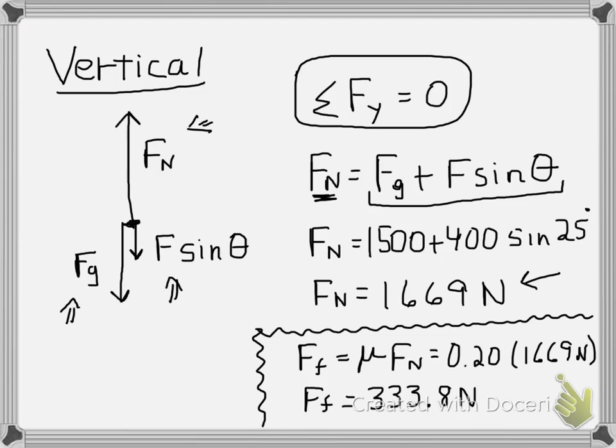1669 newtons. And as I did last time, I decided to find the force of friction, of kinetic friction, by taking the coefficient of kinetic friction, mu sub k, and multiplying by the normal force. So that was given at 0.20, and we found the normal force in this case to be greater than the gravitational force, which makes sense because you're pushing down on it, and the frictional force ends up being 333.8 newtons.